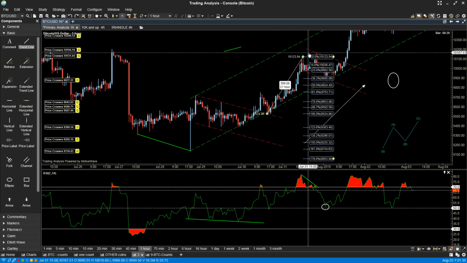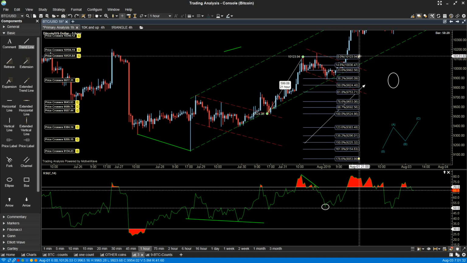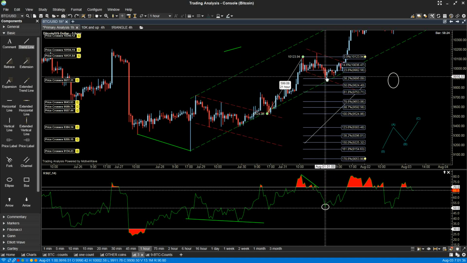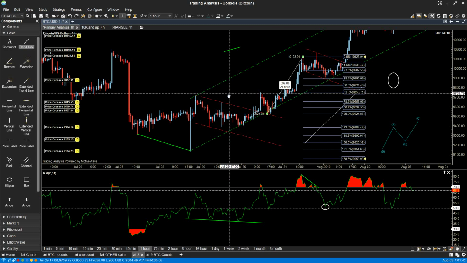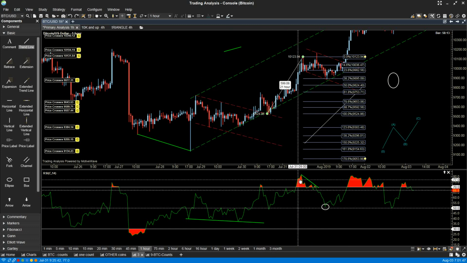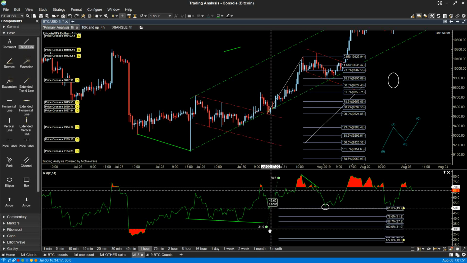From here to here, from here to here, the market made 38.2. So you got a correction that went 38.2. From which pivot to which pivot? From this one to this one. So from here to here, what did RSI do? Let's see.